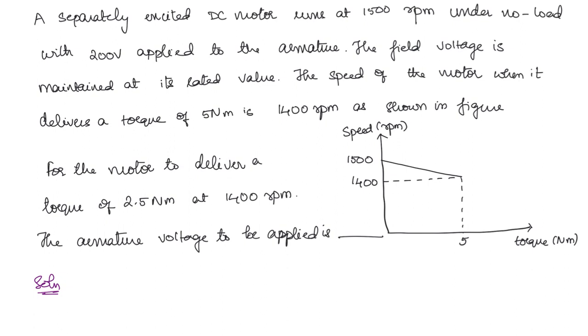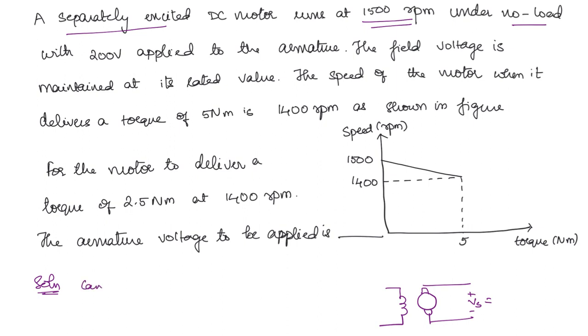So what is the kind of motor we have? It is a separately excited motor. So first you will draw the circuit. This is the armature. It is given a supply voltage Vs, and this is the field winding, which is separately excited. Now it runs at 1500 RPM under no load, okay, with 200 volt applied to armature.